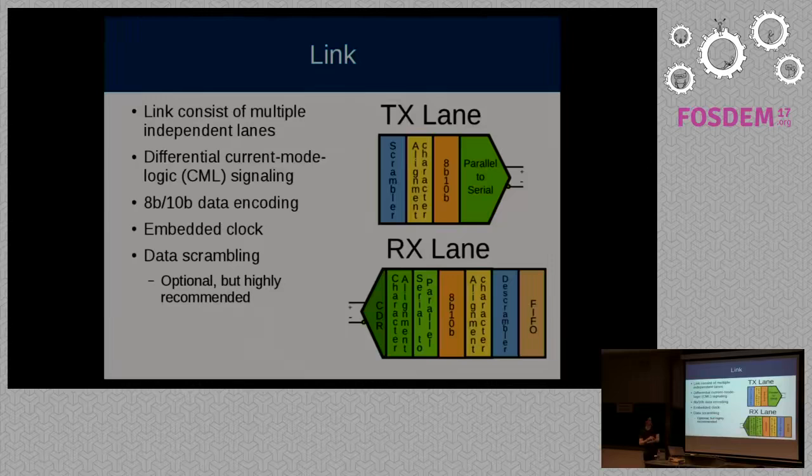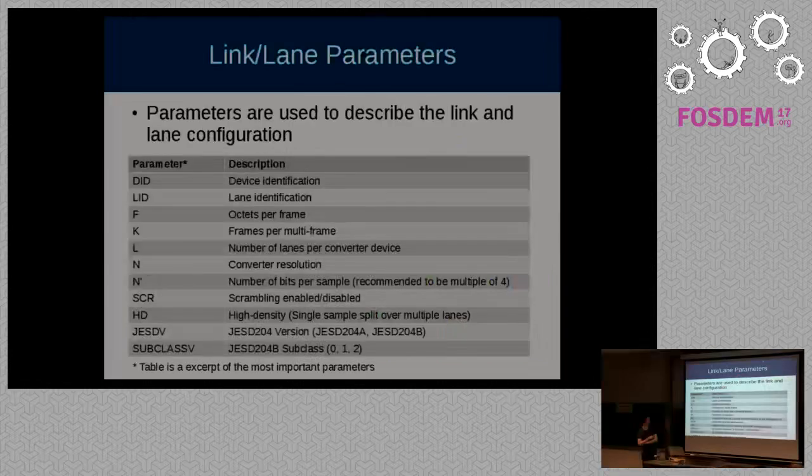And a link or a lane has a couple of parameters. There are lots of them, even more than what's shown on the slide. I don't want to go into detail of all of them, but you can see there's lots of things which can be configured, which tell the sender and the receiver how the data is sent over the link.